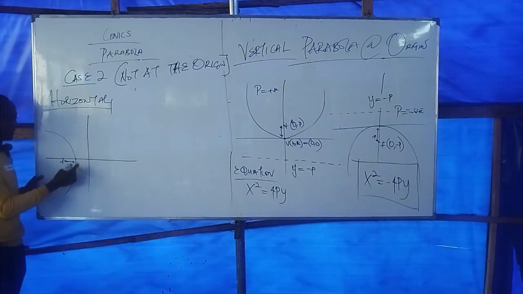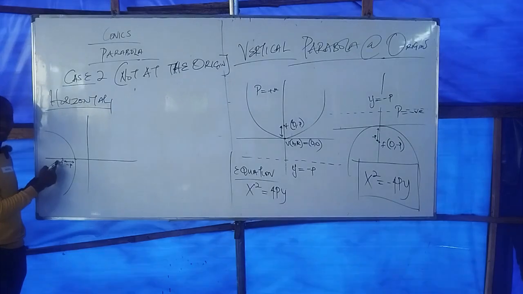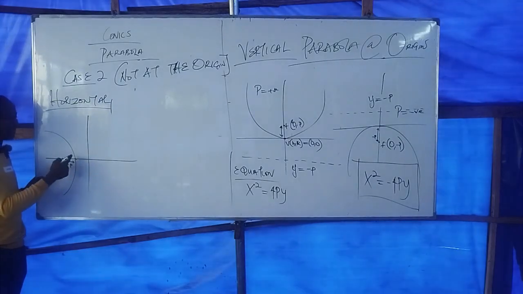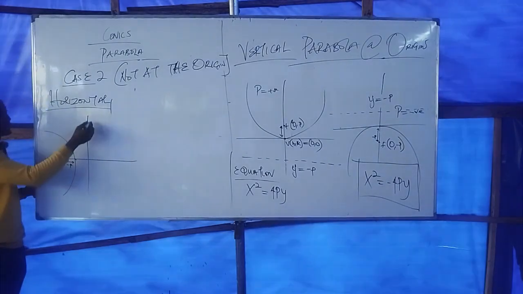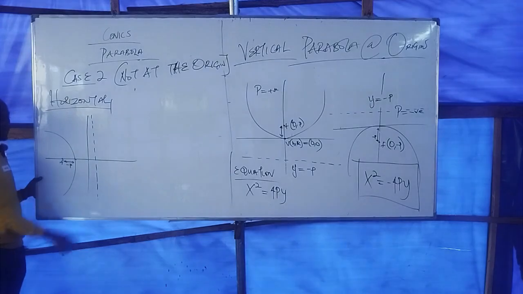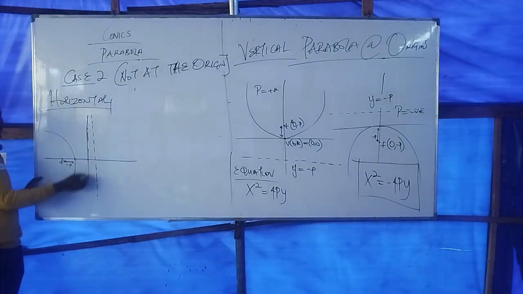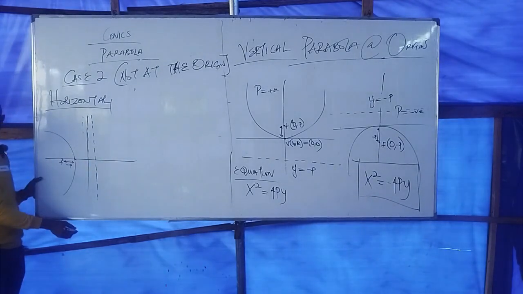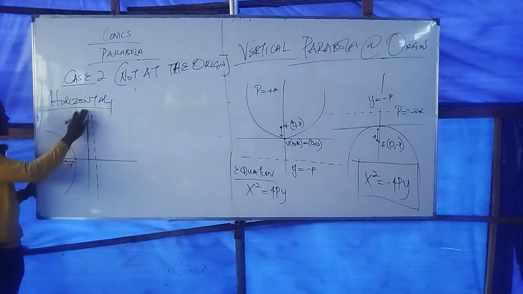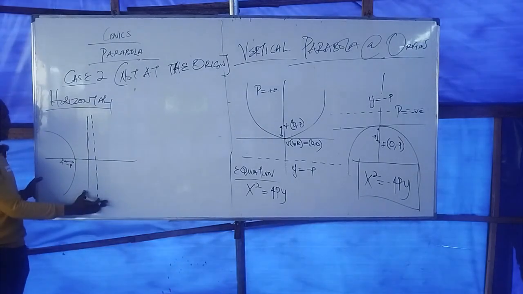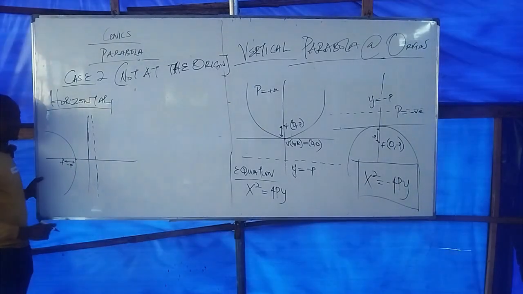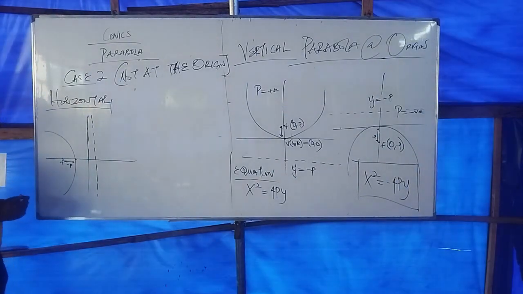If p is 2, that means from here I have to measure out 2. If p is 5, if from your vertex to your focus is 5 units, that means from the vertex to the directrix is also what? 5 units. So sometimes it can be at this spot, or even along this line, or sometimes away from the line. All right? Okay, so let's assume that the directrix is actually somewhere here.